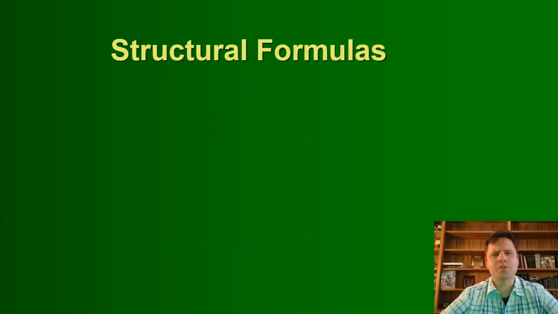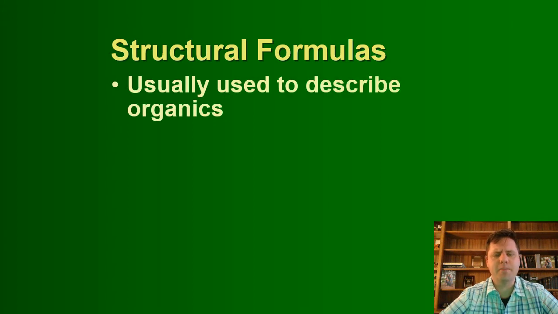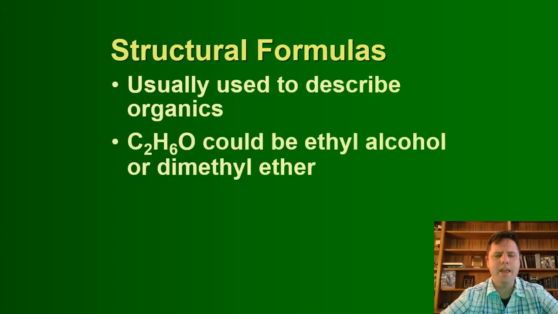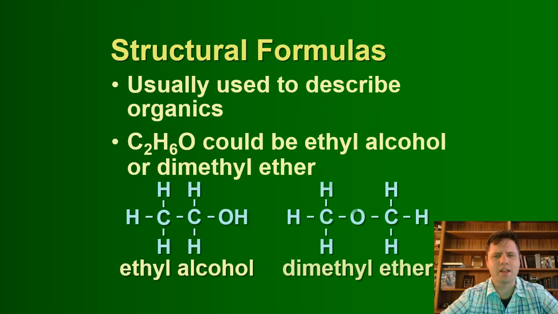So in organic chemistry, structural formulas become very, very important in order to describe the organic molecules that we're looking at. As just one example, C2H6O could be either ethyl alcohol or dimethyl ether. And these look like this. Note in both of these, we have exactly 2 carbons. Notice 2 carbons both ways.